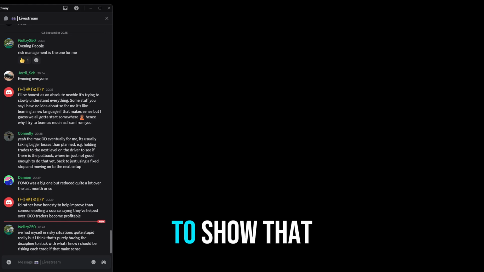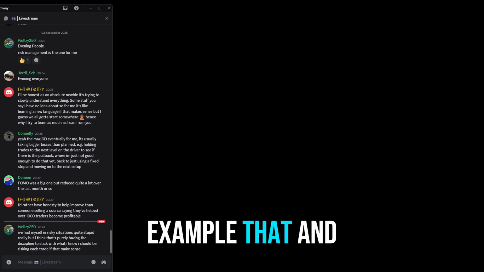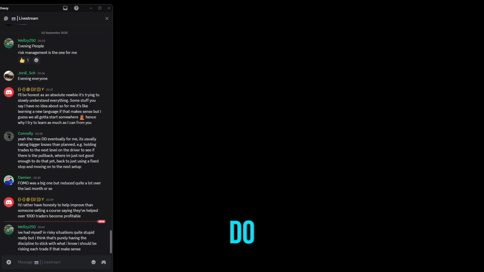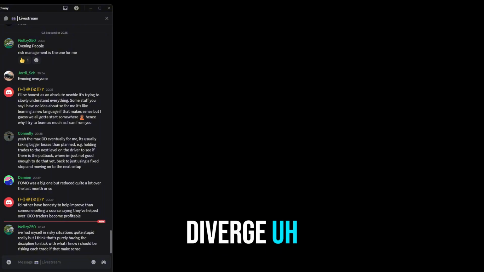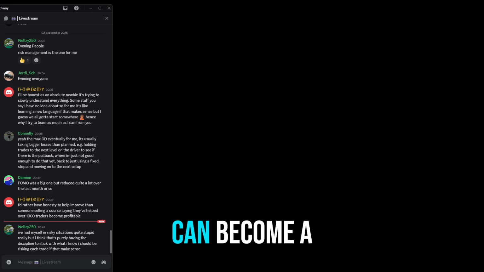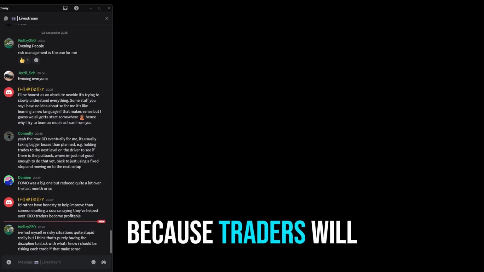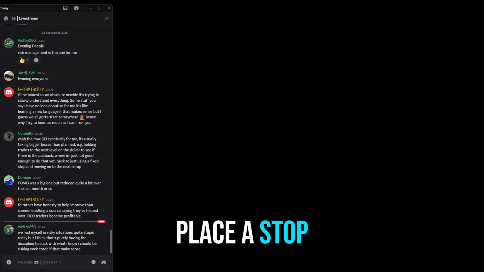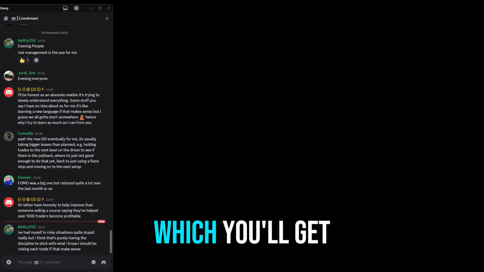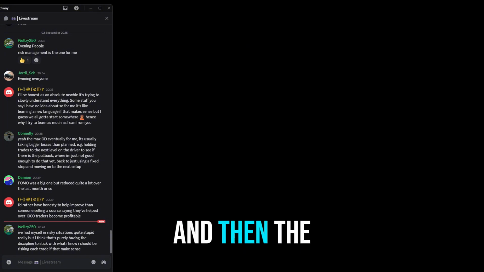Yep, just wanted to show that example. And what did GA do? Exactly the same thing. Popped through a level, pulled back. So I know I'm diverging slightly here, but you can see where risk management can become a problem straight off the bat, because traders will use their technical analysis, which they've learned, place a stop loss outside of that technical analysis, which will get tagged all the time, and then the market moves to where you think it was going to go.